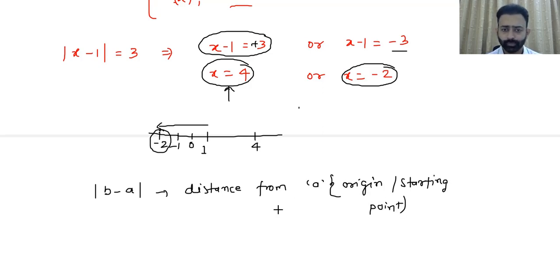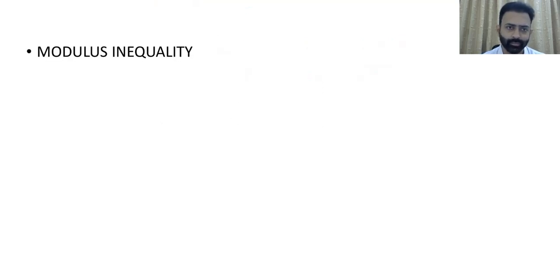Okay, now this is the thing for absolute value. And what do you mean by a modulus function? Let us now extend this concept with modulus inequality. What will happen if I write mod of x minus 1 is less than 4?